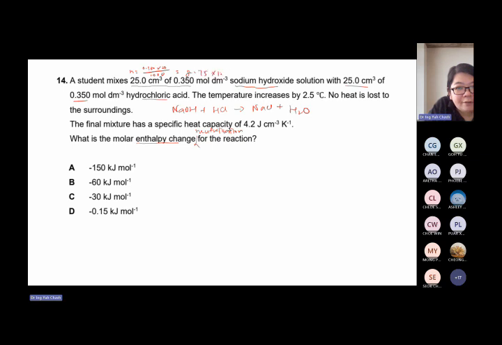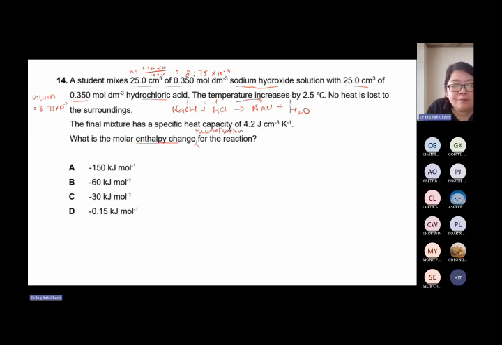8.75 times 10 to the power of negative 3. Can you see the acid also has the same concentration and same volume? So the number of moles of acid is also the same, 8.75 times 10 to the power of negative 3, because I'm going to use the same formula to find it anyway. According to this equation, 1 mole of sodium hydroxide reacts with 1 mole of HCl to give you 1 mole of water.